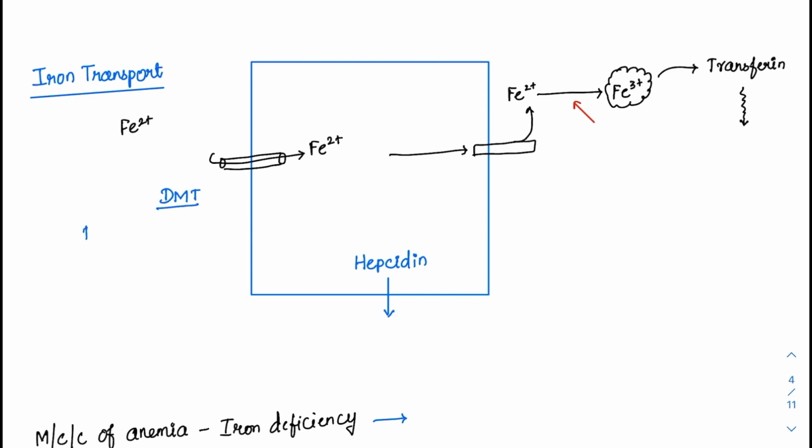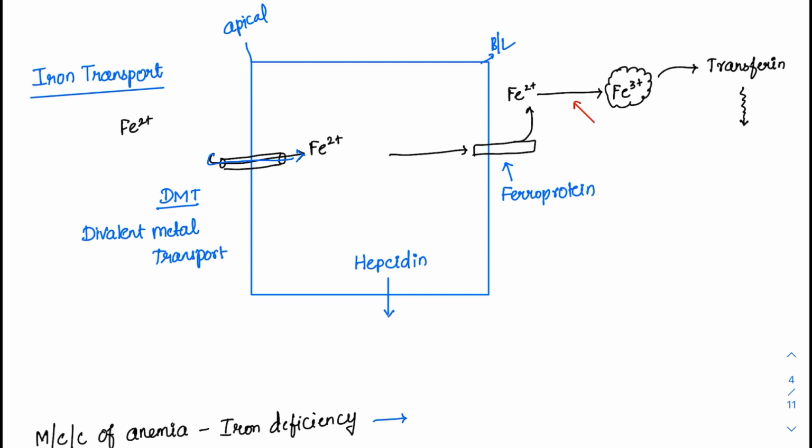It is a divalent metal transporter. This transporter is the one which brings the ferrous iron from the outside to the inside. Then from there it has to be transported out and finally sent into the blood. It is done with the help of a protein called ferroportin. Ferroportin is acting here; this is our apical side, this is our basolateral side. This ferroportin is the one which is transporting the iron outside.